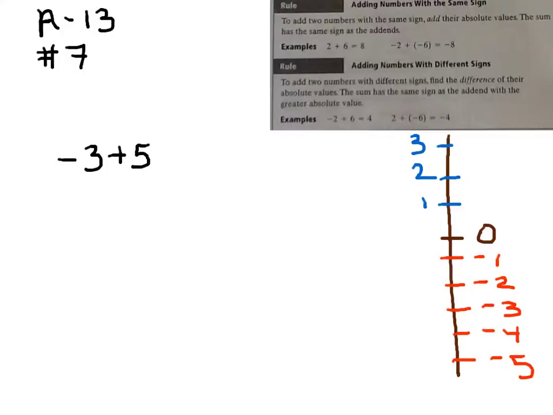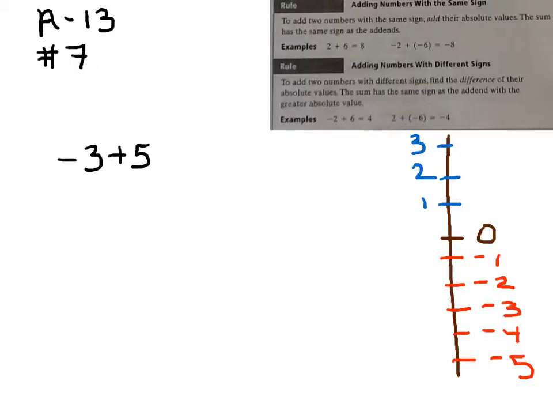So I'm going to come down here and look at adding with different signs. And it says, to add two numbers with different signs, find the difference of their absolute values. The sum has the same sign as the addend with the greater absolute value. So I'm going to subtract, the difference of their absolute values. So let's go ahead and do that. Let's choose a different color.